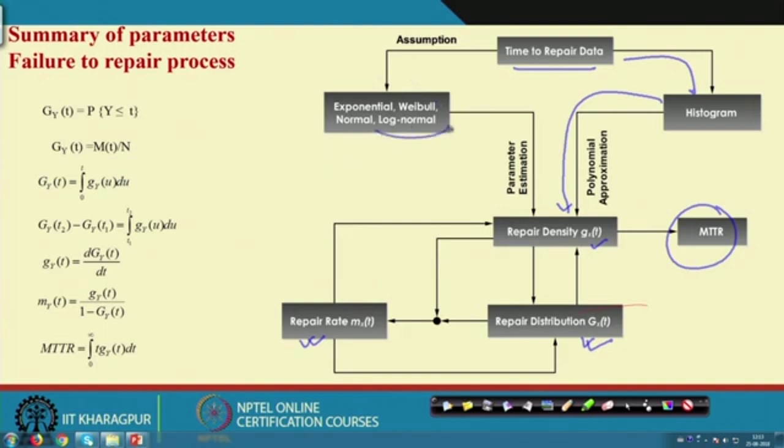For the repair process, many a time we use the log normal distribution. That means time to repair data follows a log normal distribution, that is another path. You find the assumptions, estimate the parameters, then you get this, and again you find out all the other things. And the most fundamental formulas are given here. If you compare these formulas with the failure process formulas, you will find a one-to-one analogy. So, it is very easy to remember.